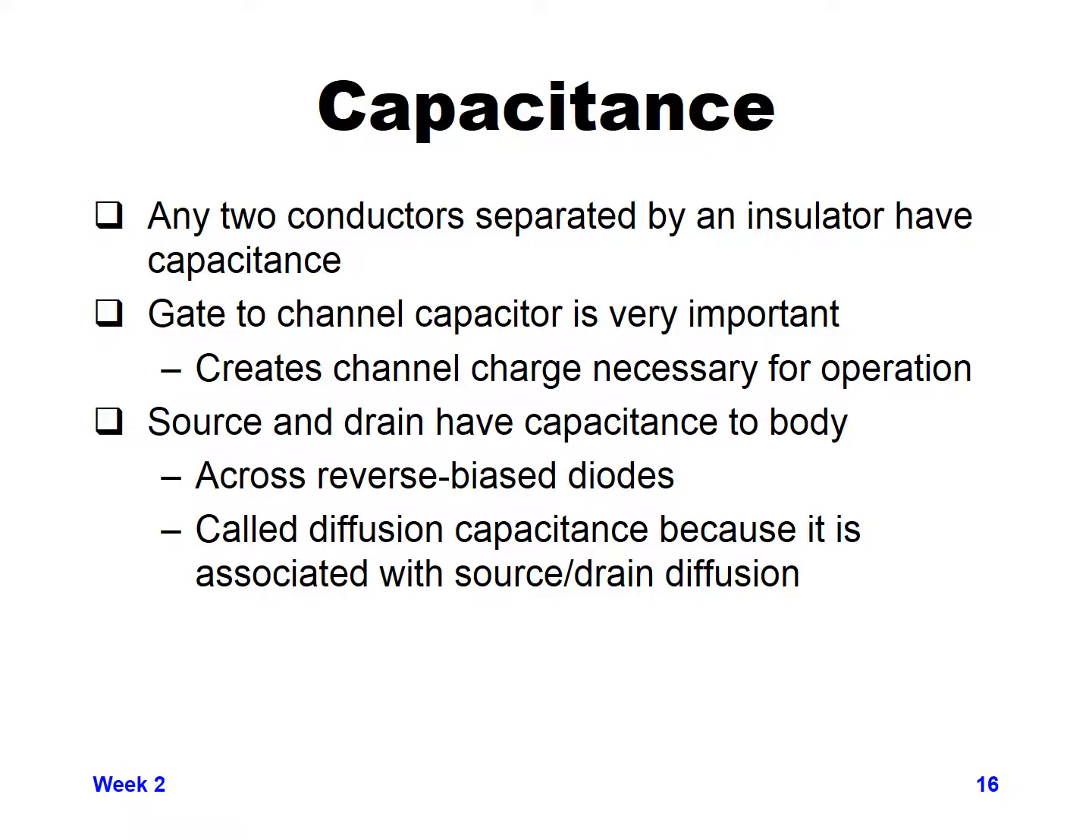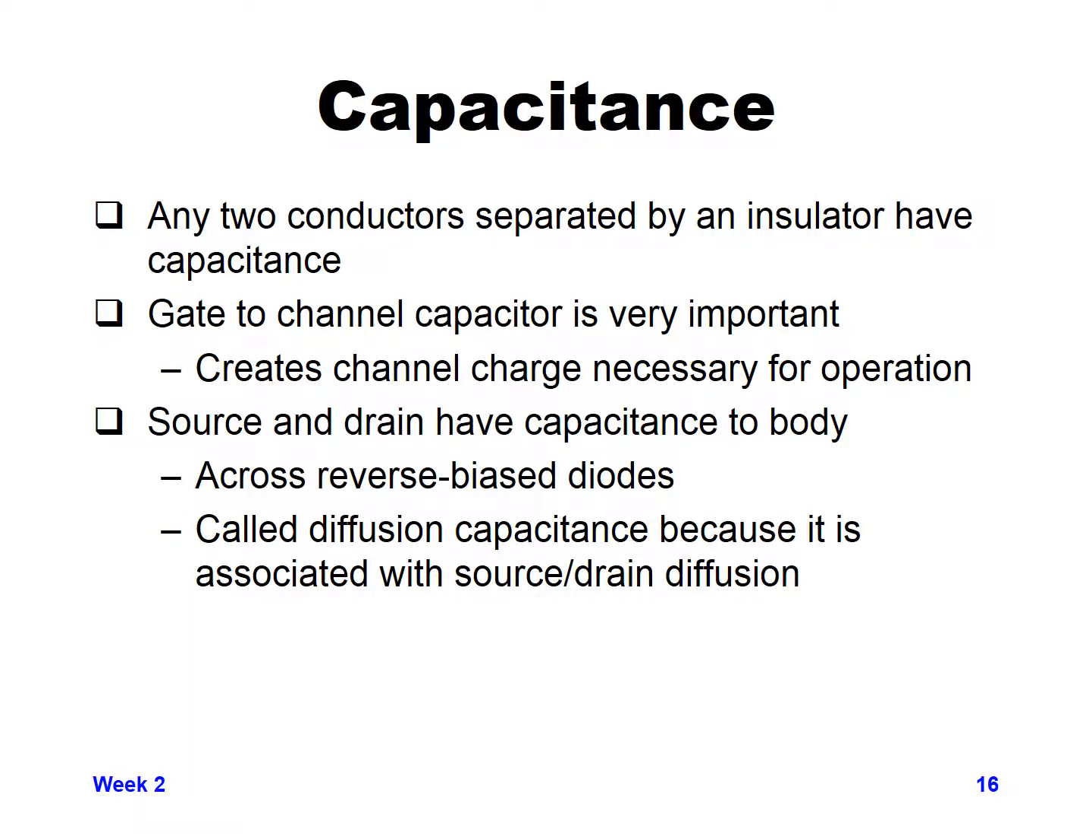It actually helps create the channel charge necessary for operating the device. The problem is, or if you want to call it a problem, the source and drain also have capacitance to various other spots, but in particular, to the body or bulk of the transistor. Keep in mind there's a PN junction from the source and drain to the bulk, and that PN junction is reverse biased. Anytime you have a reverse-biased PN junction, you have a reverse-biased diode, and there is a capacitance to that diode.